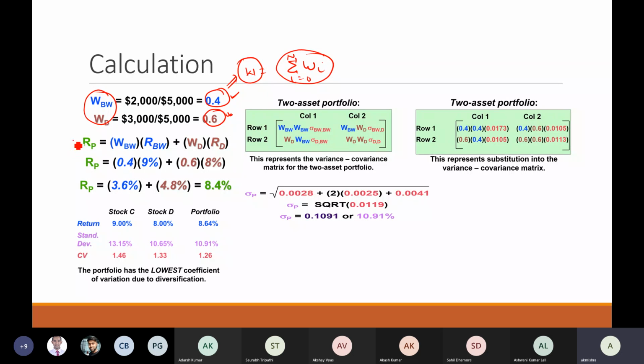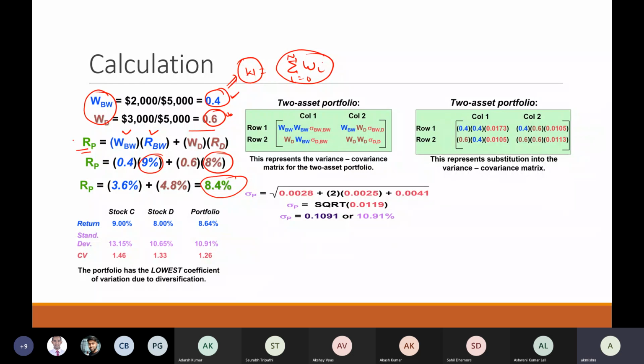And this is how you can create the portfolio. Returns are known. So getting the portfolio average return is the weight, how much you are investing, times the respective average return of security 1, and similarly security 2. So this is how you got 8.4 as the portfolio return.